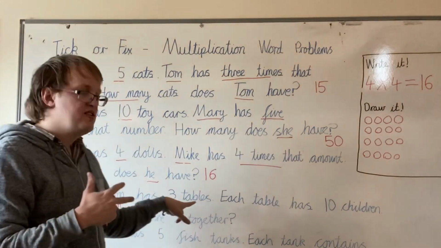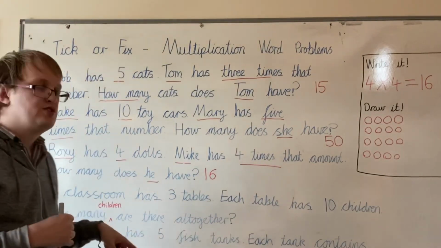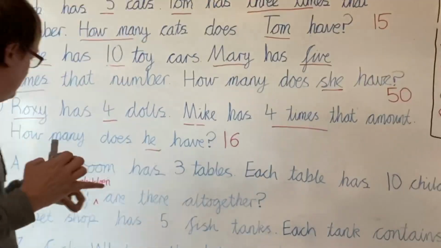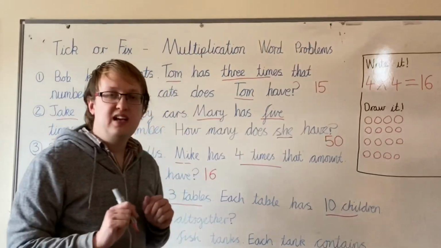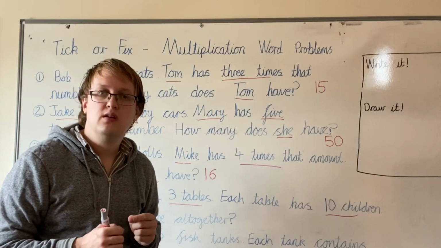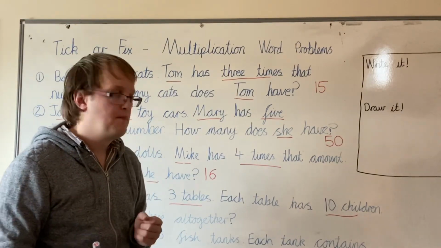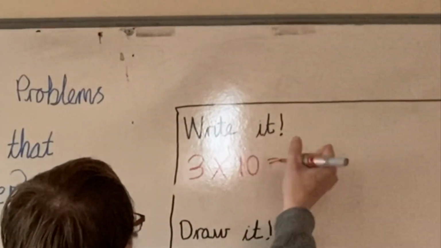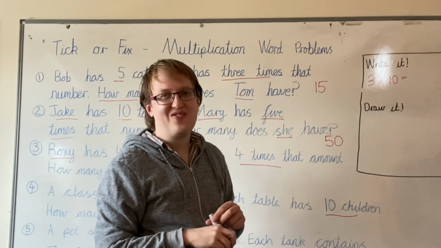Okay, can I read that question one more time? A classroom has 3 tables. Each table has 10 children. How many children are there all together? Let's extract the information that we need. Next job is to write the number sentence. So 3 tables, 10 children. 3 lots of 10. 3 tables of 10. 3 times 10. 3 times 10 is, 3 tens are 30.